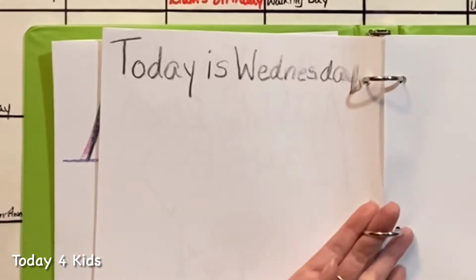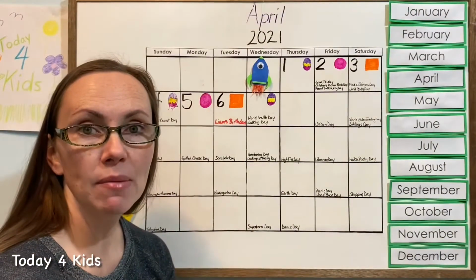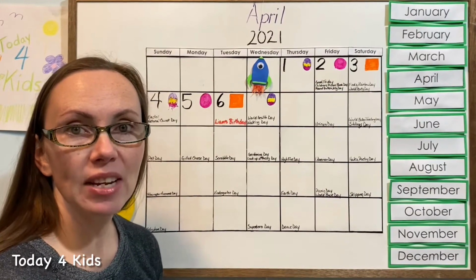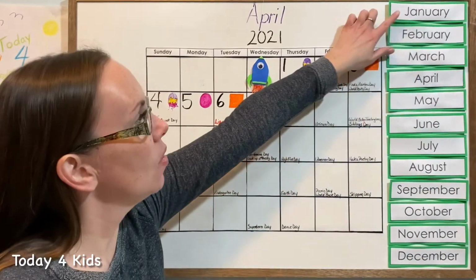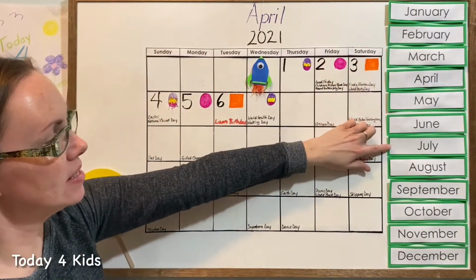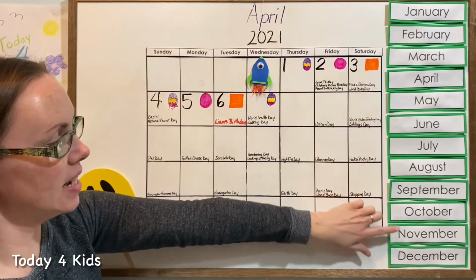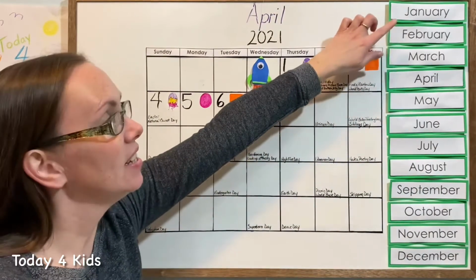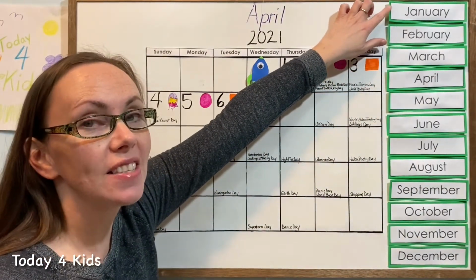And the next word is our month. Do you remember how many months there are in the year? Great guessing. Let's count them up and say their names together. Are you ready? 1, 2, 3, 4, 5, 6, 7, 8, 9, 10, 11, 12. There are 12 months in the year. Did you guess 12?